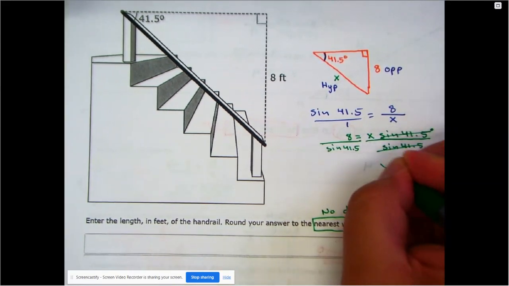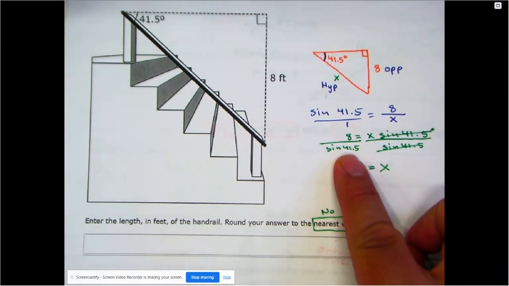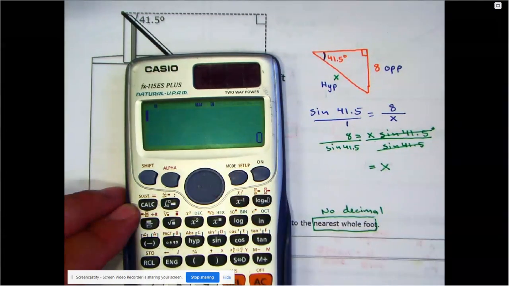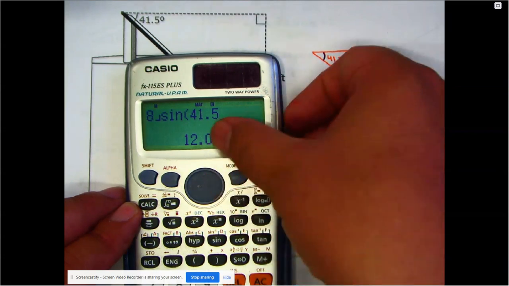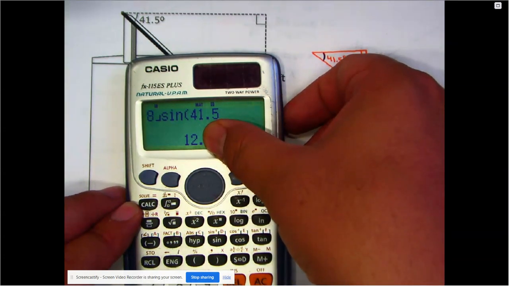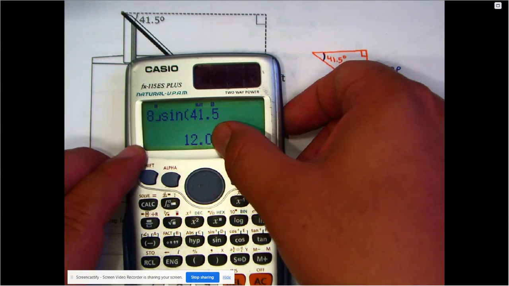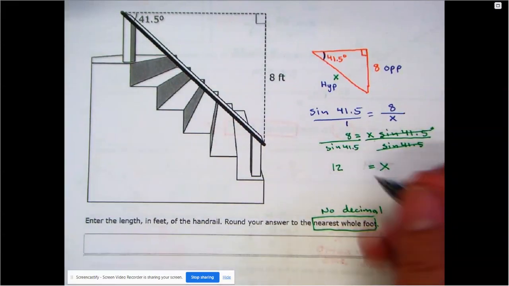And look, we're ready for a calculator. The x is by itself. Now, I know it looks weird, but we need to type it in the way we see it. All right, so here we go. 8 divided by the sine of 41.5. They said, give me no decimal, just a whole number. So the answer says 12. So my answer is either 12 or 13. Well, that's just a 0, then we're going with 12, I guess, feet.